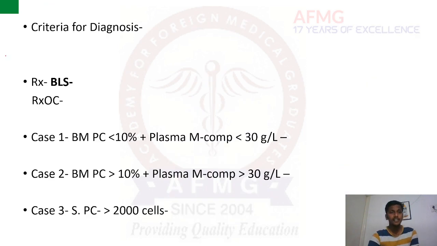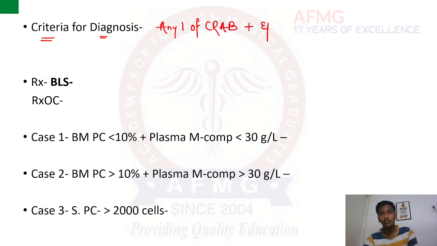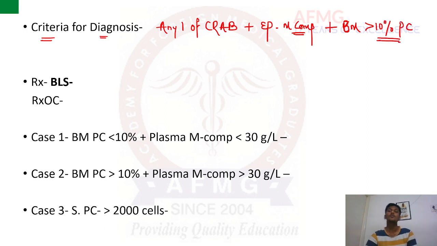Next, the criteria for diagnosis of multiple myeloma. Usually it is diagnosed when any one of the CRAB features is present, along with electrophoresis showing an M component or M spike, along with the bone marrow biopsy or aspiration showing a plasma cell count of more than 10%, that is, plasmacytosis of more than 10%. These three are mandatory for diagnosis of multiple myeloma: any one of the CRAB features, an M component on serum or urine electrophoresis, and bone marrow plasmacytosis of more than 10% is diagnostic of myeloma.